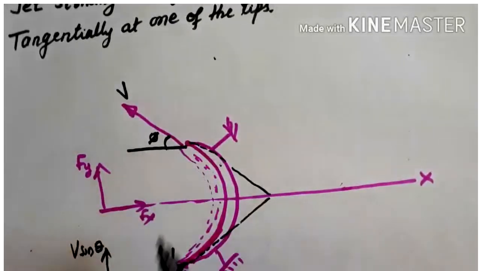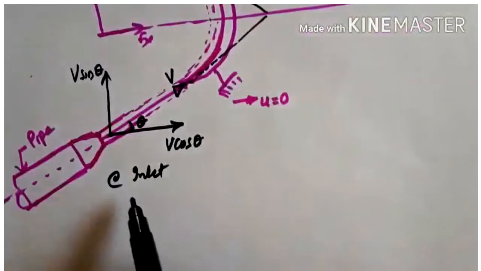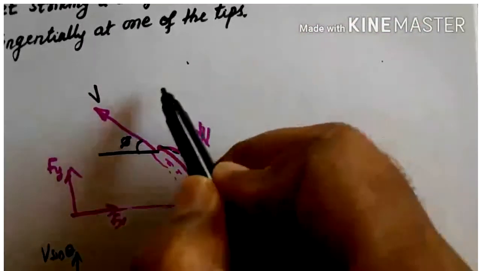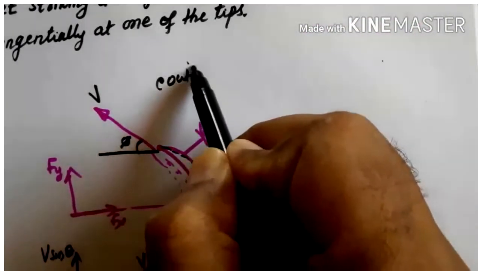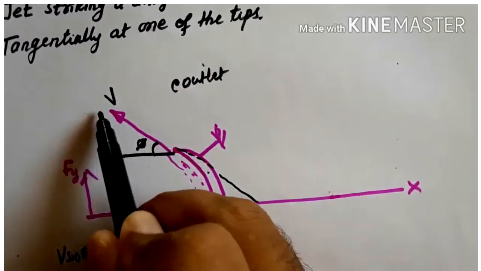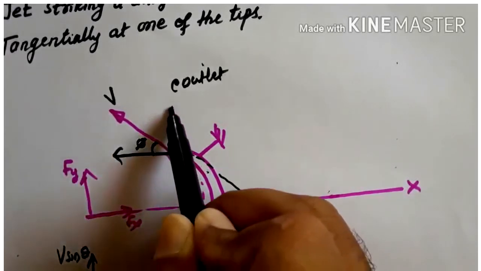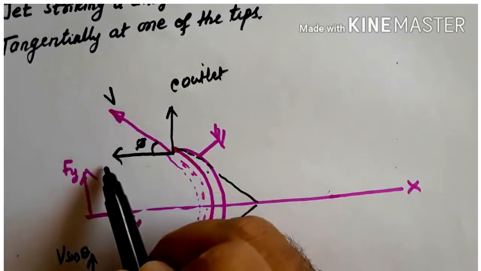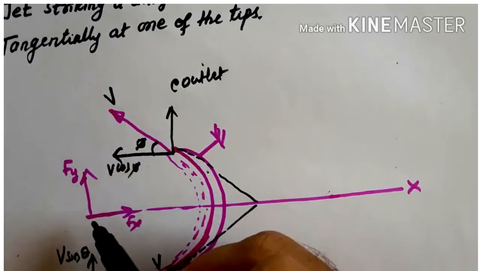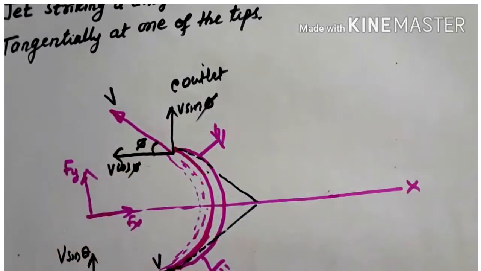Similarly at outlet, this is inlet, and at outlet of the vane, again if you resolve this velocity into two components, one in x direction, the other in y direction, we get here v cos pi and v sin pi. So I hope you understood this one.